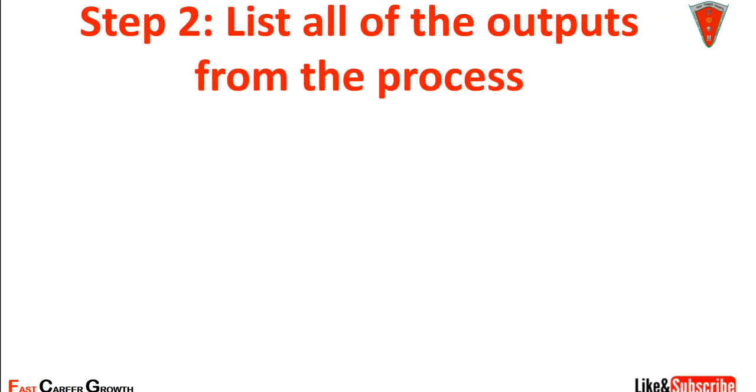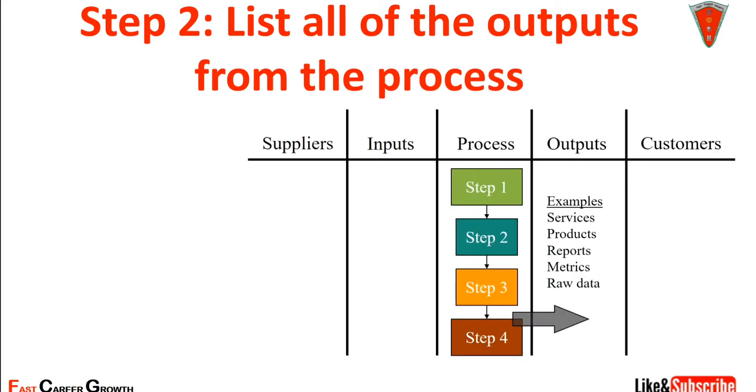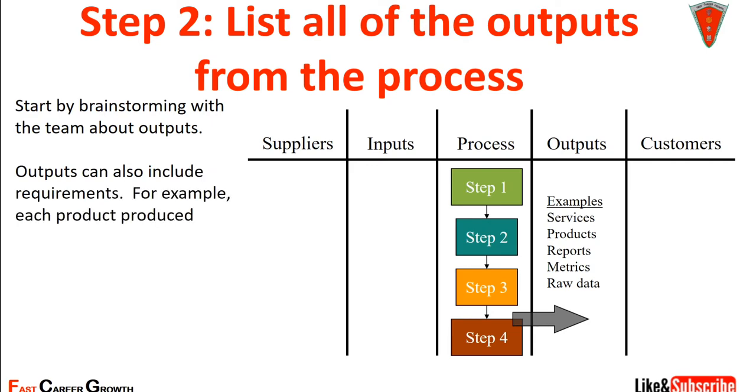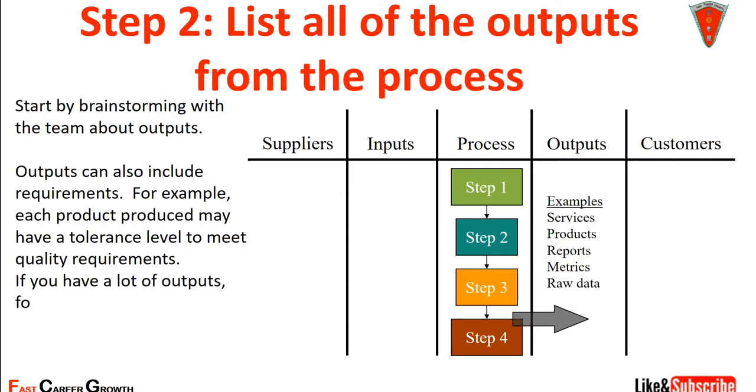Step 2, list all the outputs from the process. Just like here, the outputs may be services, products, reports, metrics, raw data. Start by brainstorming with the team about the outputs. Outputs can also include requirements. For example, each product produced may have a tolerance level to meet quality requirements. If you have a lot of outputs, focus on the critical few. So list the outputs on the diagram.